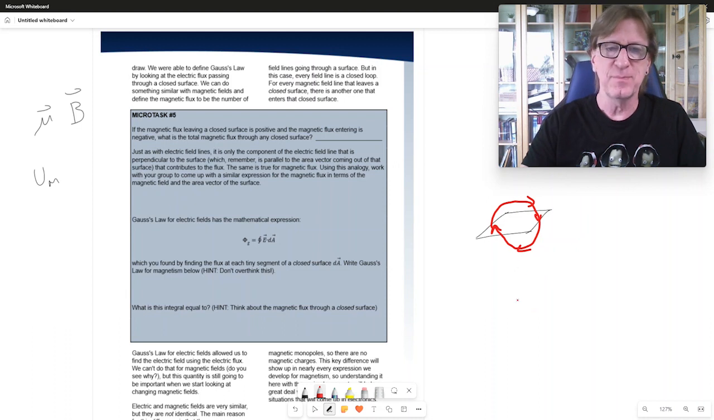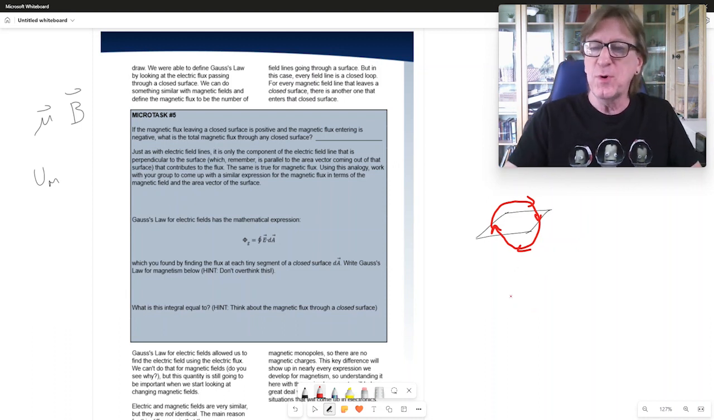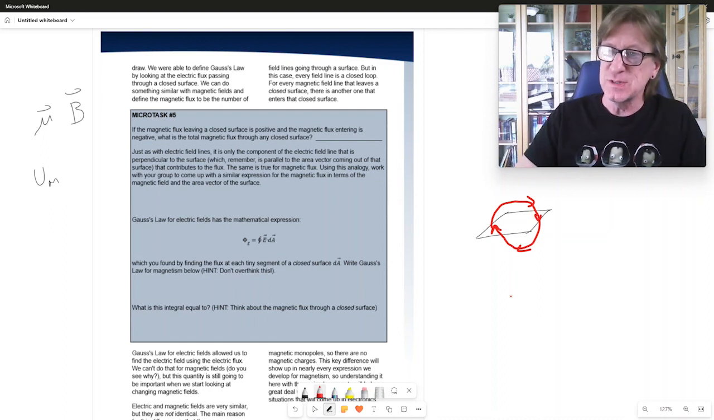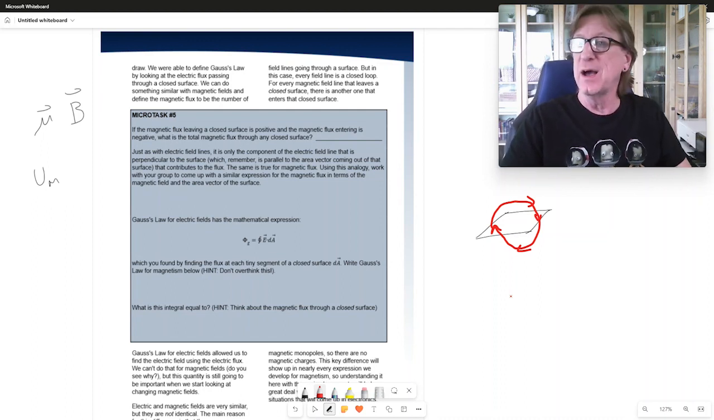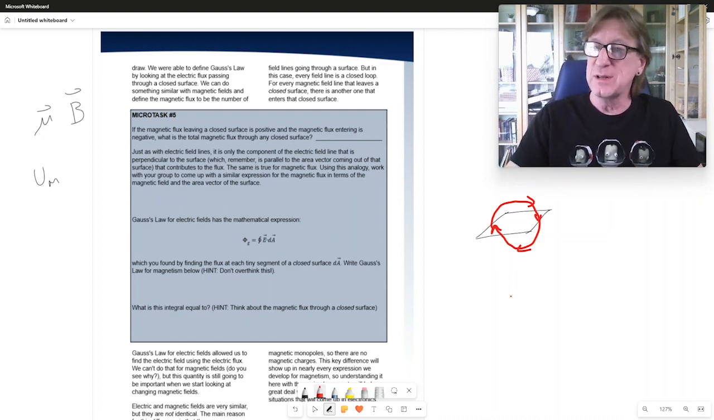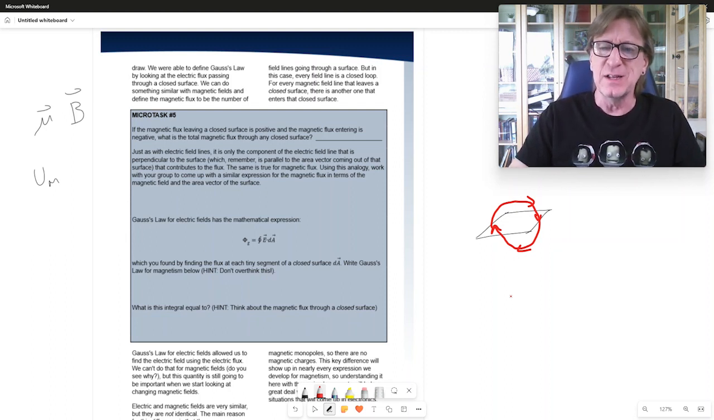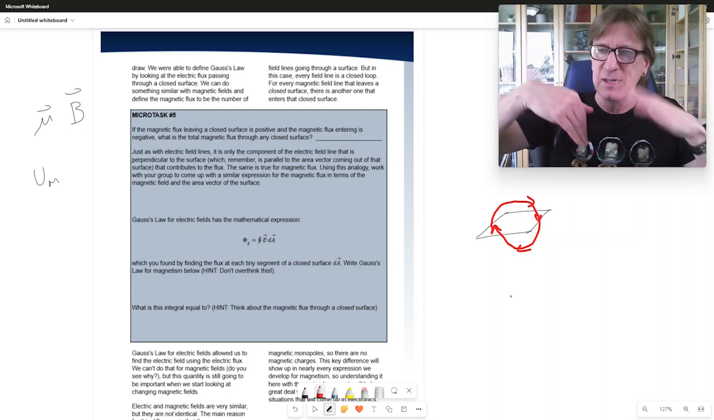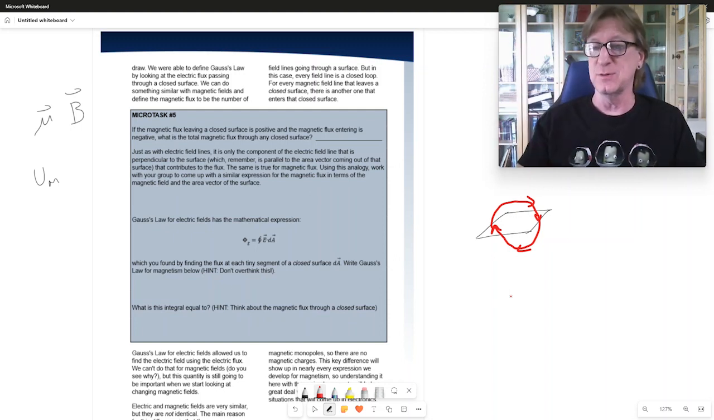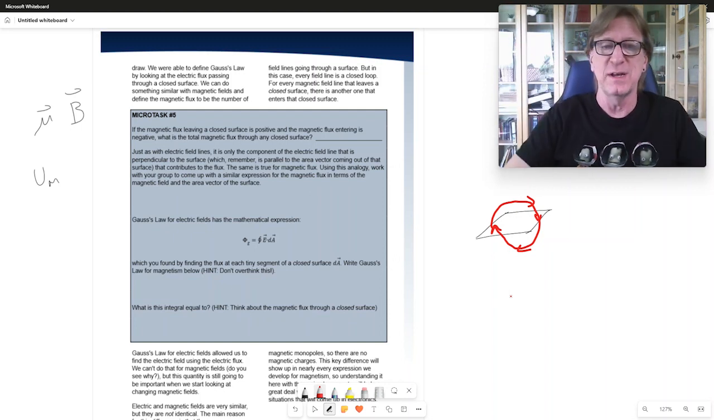Hopefully you can see that. So the number of field lines entering that surface must equal the number of field lines going out. If I don't, then I don't have a closed loop. Think about that and see if that makes sense. If I don't have the same number going in as I do coming out, I must not have a closed loop. I must have something that's free and going off by itself.